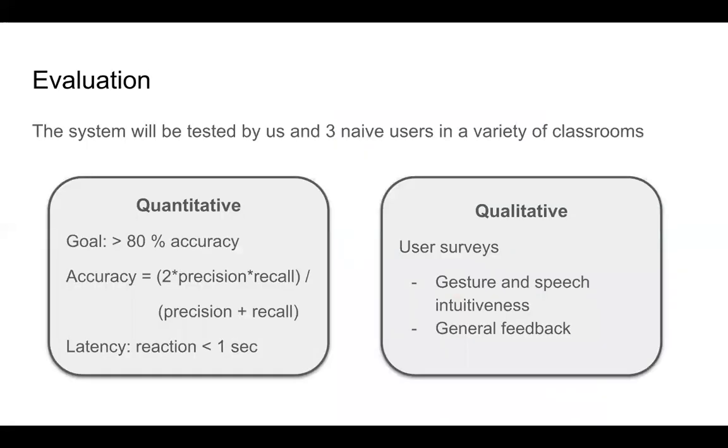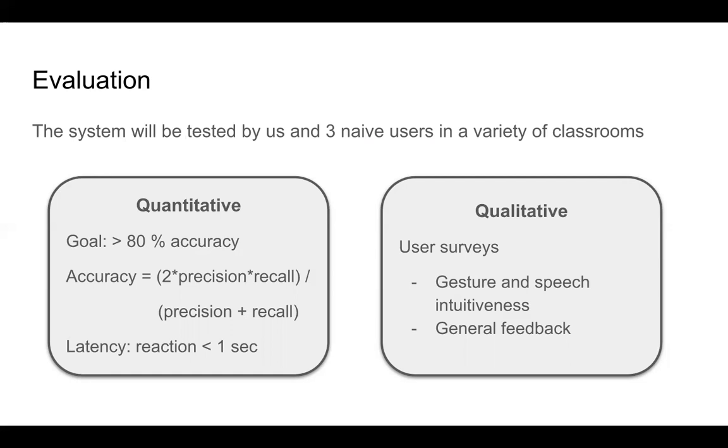In evaluating our system, we will perform presentations ourselves using the system and have 3 naive users give presentations using the system too. In this sampling of tests, multiple classrooms will be used, chosen specifically to vary conditions such as lighting and distance from the sensor. Our goal is greater than 80% accuracy, where accuracy is measured as a function of precision and recall, specifically 2 times precision times recall over precision plus recall.